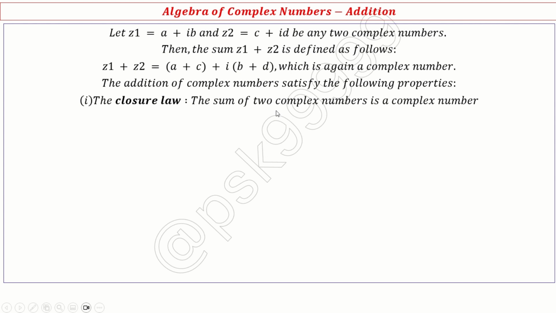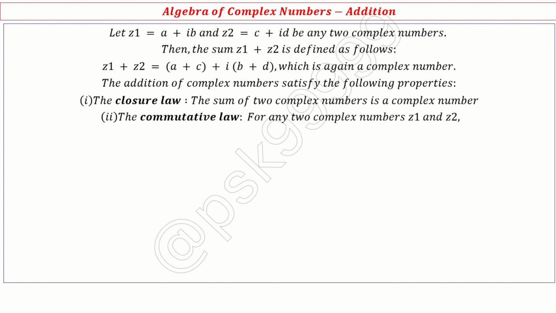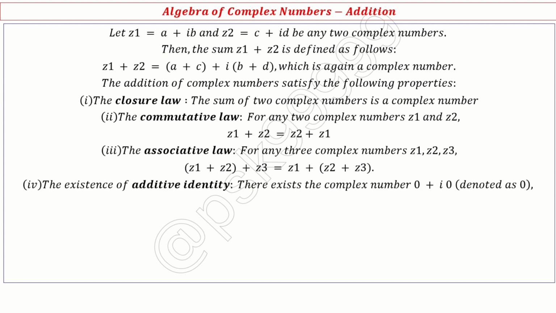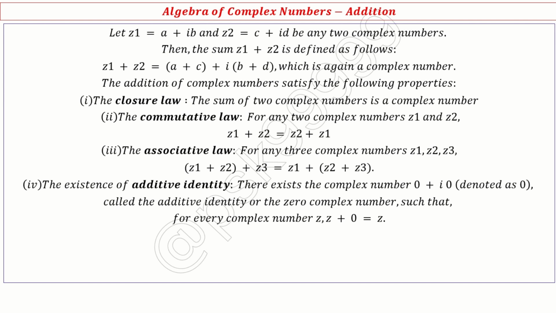So summation is closure. Commutative law: for any two complex numbers, Z1 plus Z2 is equal to Z2 plus Z1. So it follows the commutative law. Also the associative law, which is Z1 plus Z2 plus Z3 in any order. Then, do we have an additive identity? Yes, we do. It is 0, which is 0 plus i times 0. You add it to anything and you get the same value, right? So 0 is the additive identity, just like in any sum operation. Z plus 0 is Z, or 0 plus Z is Z.